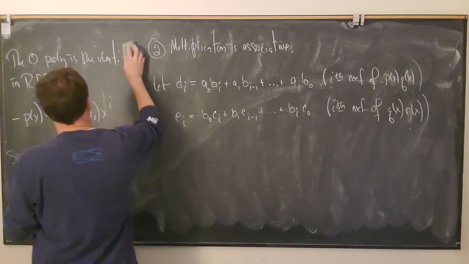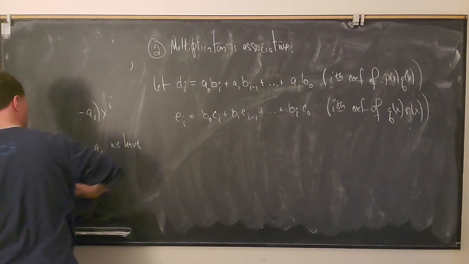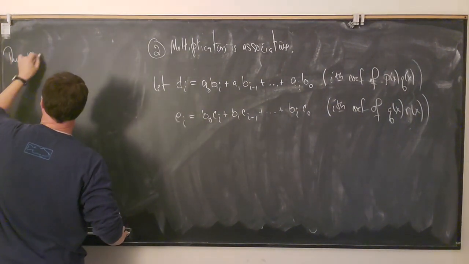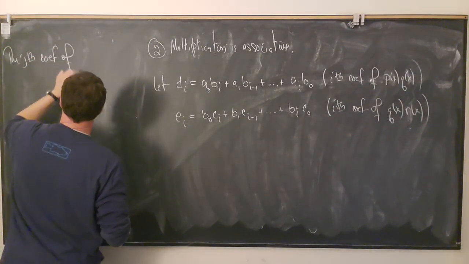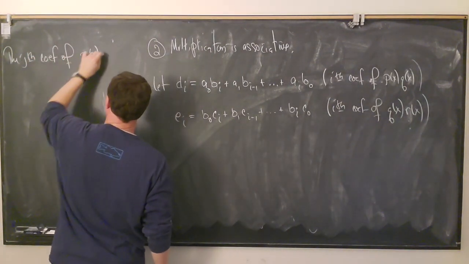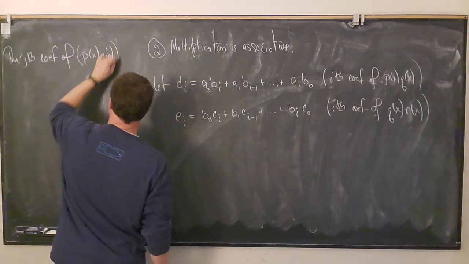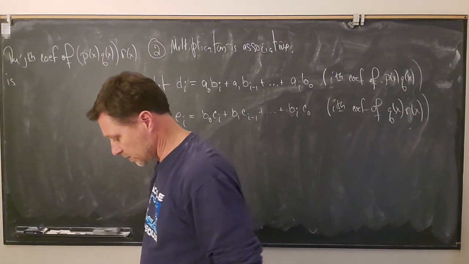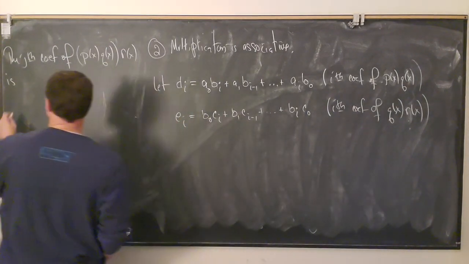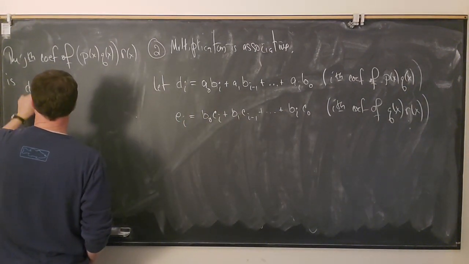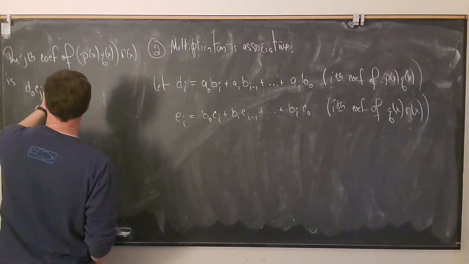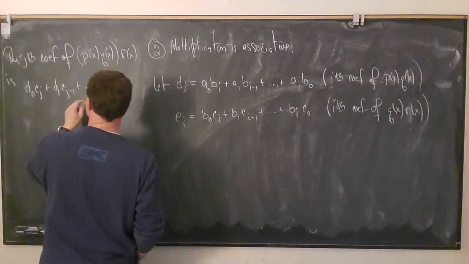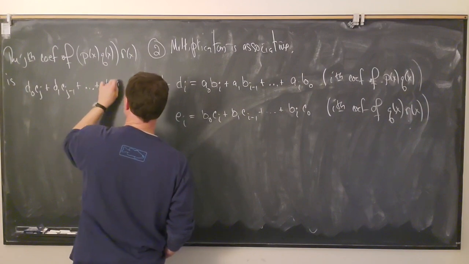All right, so now the jth coefficient of P of X times Q of X, times R of X, is going to be D0 times C sub j plus D1 times C sub j minus 1 plus dot dot dot plus D sub j C0.